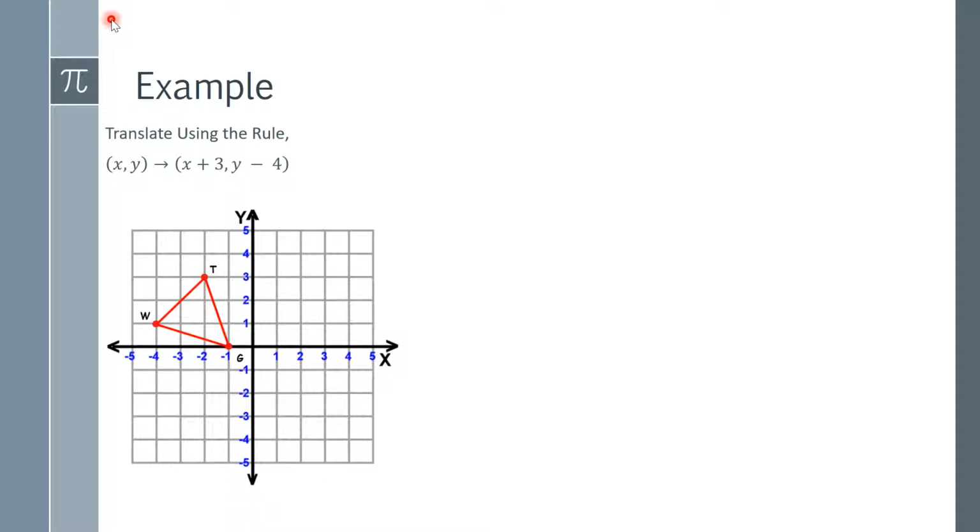So here is triangle WTG. And we're going to move it 3 units right and 4 units down. So we're going to start with point T at (-2, 3). We're going to move it 3 units to the right and then 4 units down. And that's where the new point's going to be, point T prime. And T prime moves to, if we look, (1, -1), which you could also find by -2 plus 3 is +1, and 3 minus 4 is -1. So you could apply the rule right to the points.